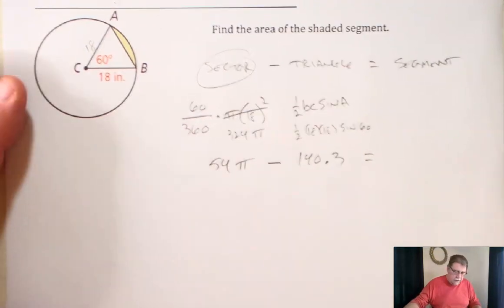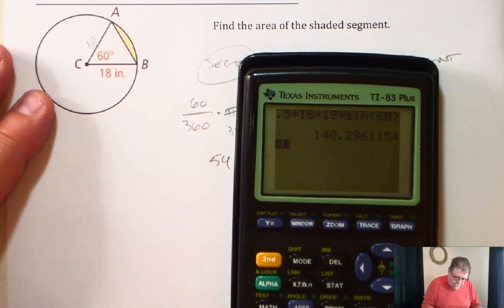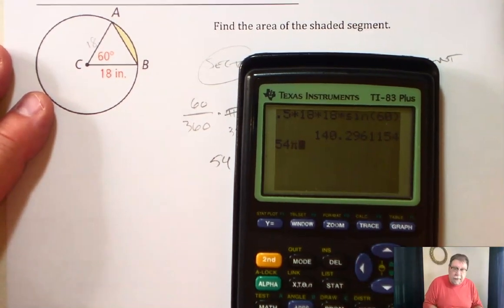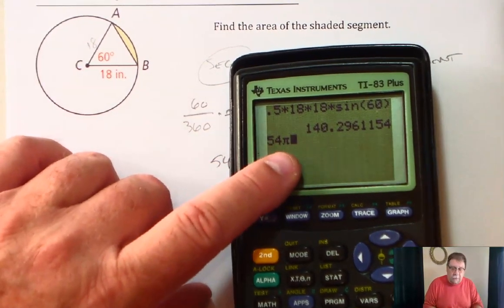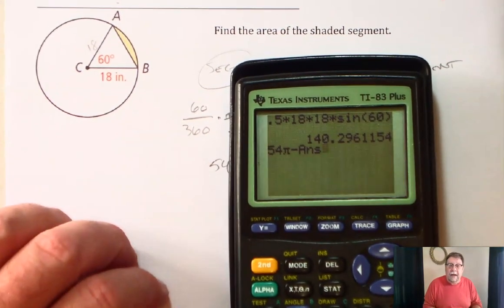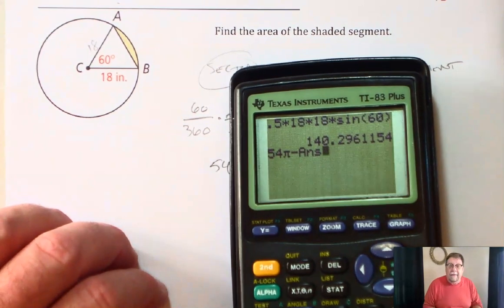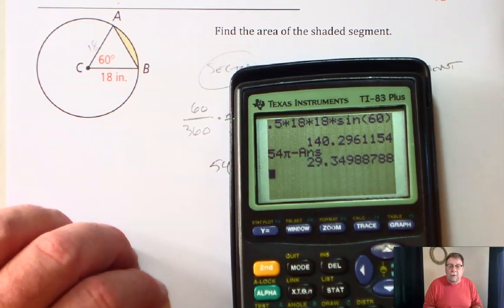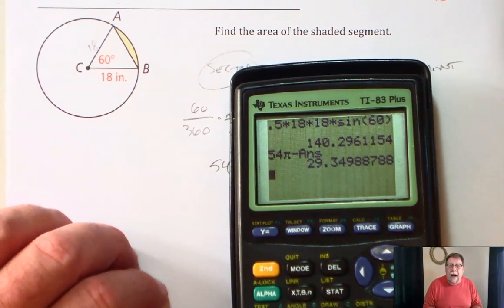Now, because one of these is in terms of pi and one's a decimal, let's just change them all to decimal. So this time I'm going to do 54 pi. There's a pi button on your calculator. 54 pi minus that answer. I have an answer button on my calculator. You probably do too. And if I see what that equals, I get 29.35.